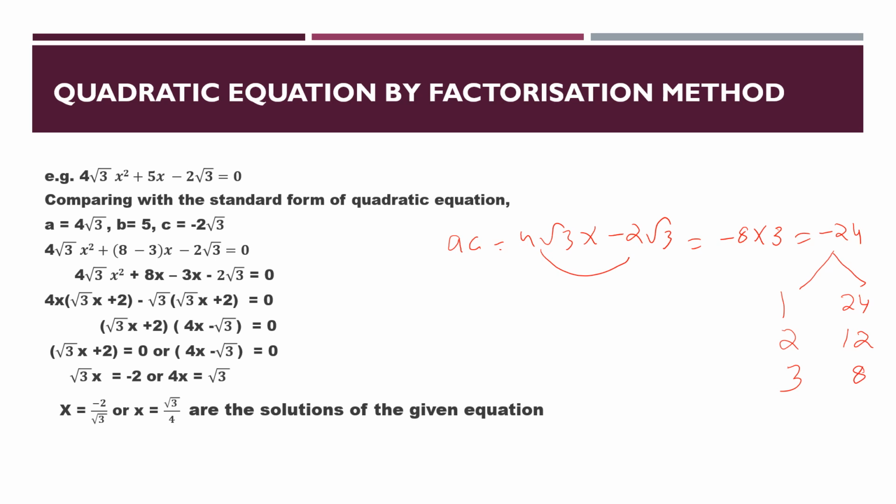Now we have to select the pair in such a way that the sum or difference should be 5 and the product should be 24. We can see that 8 and 3 satisfy the condition. So instead of 5 you can write 8 minus 3: 4 root 3 x square plus 8 minus 3 into x minus 2 root 3 equal to 0. Now just open the bracket: 4 root 3 x square plus 8x minus 3x minus 2 root 3 equal to 0.